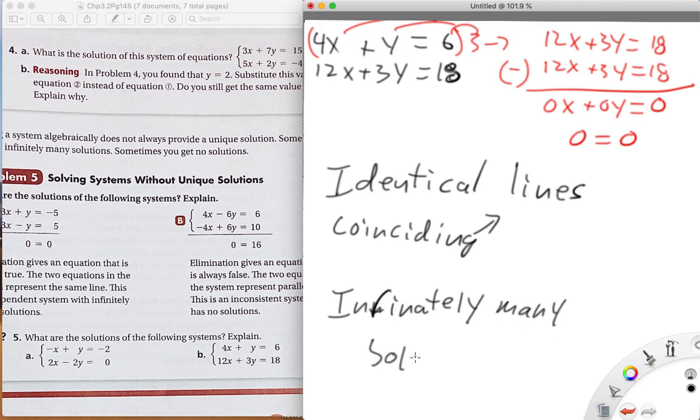Meaning you can plug in any number with the same number for y infinitely many times. So when it's 0 equals 0, they're coinciding lines, and there are infinitely many solutions. When it was like the previous one, 0 equals negative 4, then we have parallel lines, and they'll never intersect, and it's no solution.